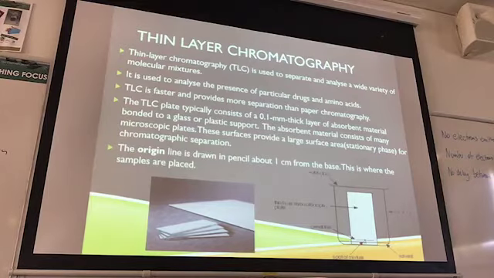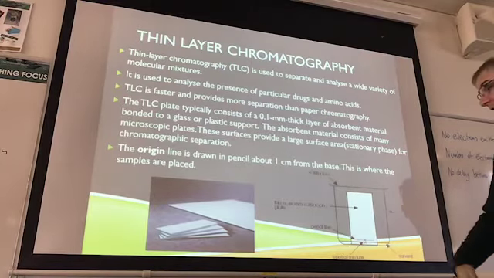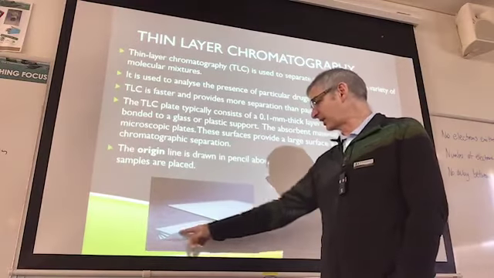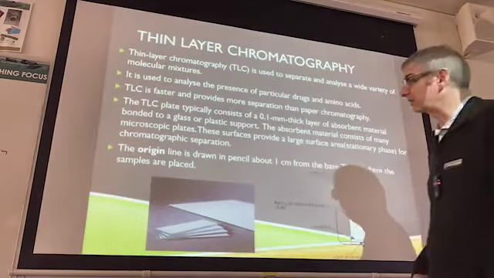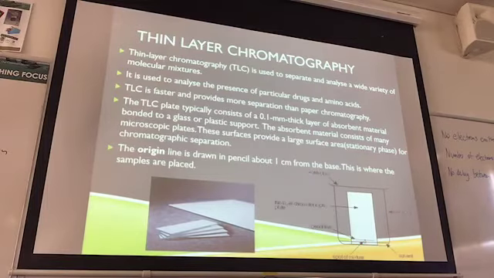So you have a plate, which is your stationary phase, which contains absorbent material bonded to either a glass or a plastic support. So in the photo here we've got an example of the stationary phase that we're using in thin layer chromatography. And the idea is that it provides a very large surface area, so there's lots of opportunity for the different substances to be absorbed by the stationary phase.